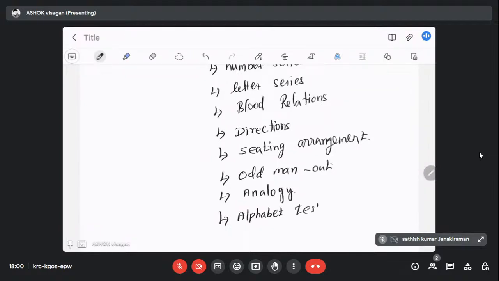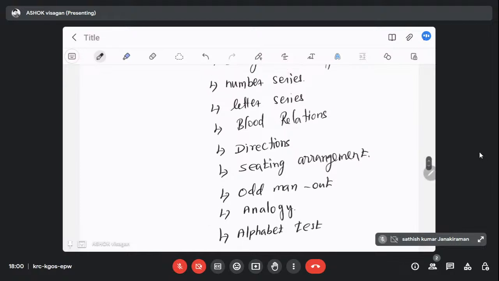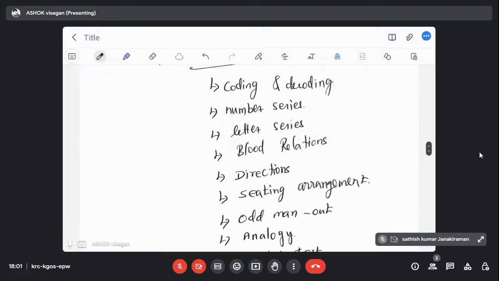In your regular training, except this alphabet test, all other topics should have been covered. So you must know what is coding and decoding, number series, letter series, blood relation, directions, seating arrangement, odd man out, analogy. Some people do not know what analogy is, but most people know these topics. These topics have been covered in your regular placement training.